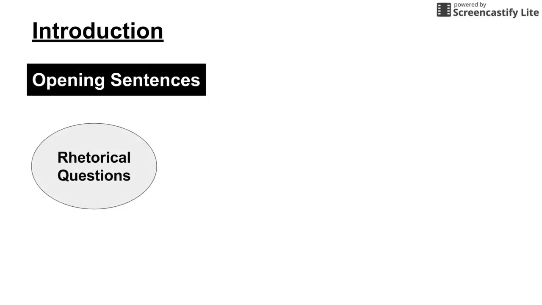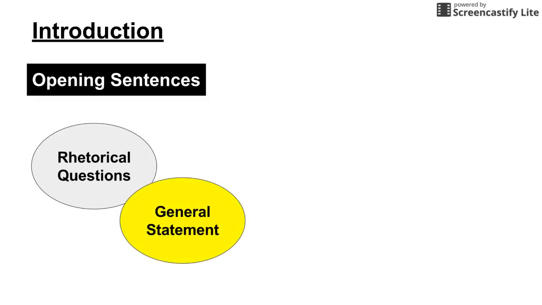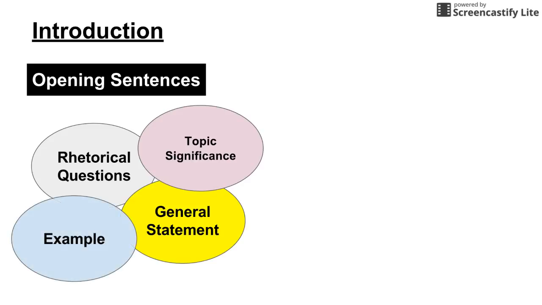To start with, the introduction. You usually have opening sentences. You can include a rhetorical question or a general statement. You may also include the topic's significance, why the topic is important and why you are writing about it. Also, you can include a single example as an opening sentence in the introduction.